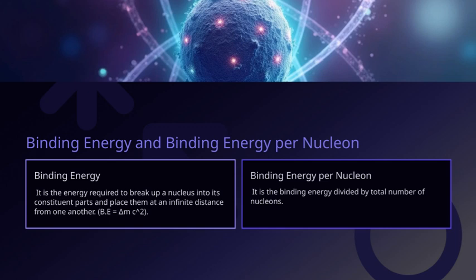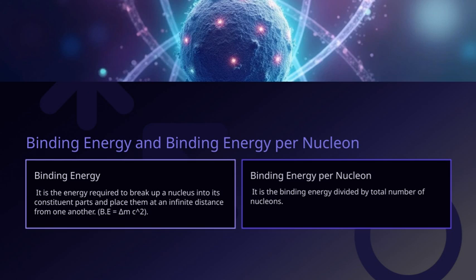Essentially, it's the total binding energy of a nucleus divided by the number of nucleons, or protons and neutrons, that it contains. This value gives us a good sense of how tightly bound each nucleon is within the nucleus. When we talk about binding energy, we're referring to the energy needed to break apart a nucleus into its individual protons and neutrons, and then to move those particles infinitely far apart. In other words, it's the energy required to completely disassemble the nucleus.